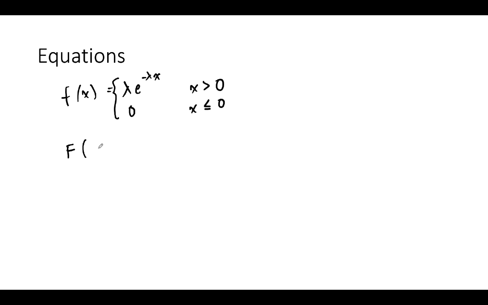So the cumulative distribution for the exponential function, or in other words, the probability that the random variable is less than a certain x value, is 1 minus e to the negative lambda x. And of course, it's the same bounds: x is greater than 0, and it'll be 0 if x is ever less than or equal to 0. Okay, so those are important equations.